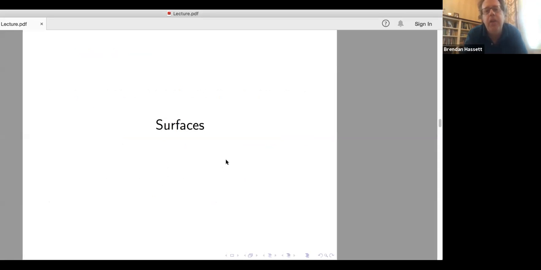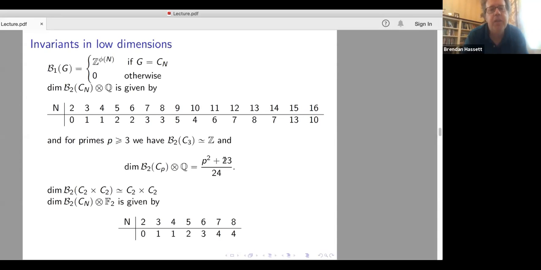So I'm going to talk a little bit about surfaces. The G-equivariant birational geometry of curves is probably pretty well understood. So let's focus on surfaces. And so the first thing I want to do is just to talk about the structure of these invariants, focusing on cyclic groups for the most part, because the structure is pretty intricate. And frankly, it's not that well understood.